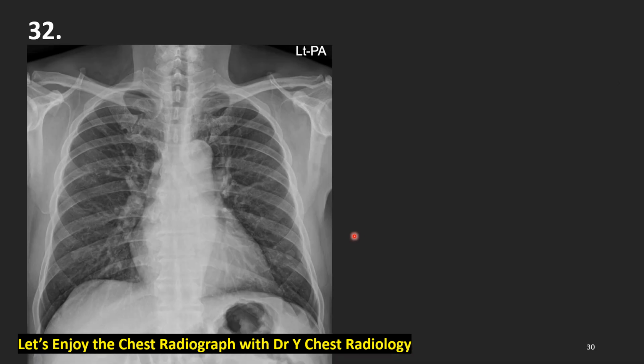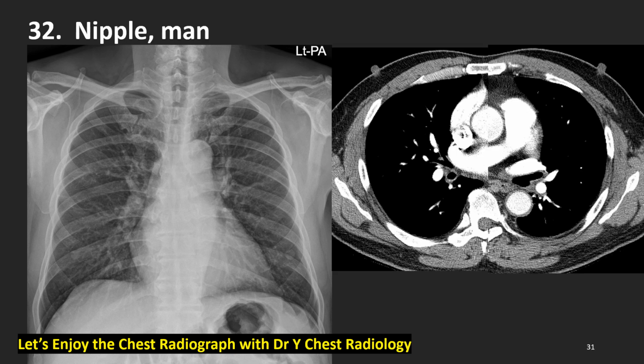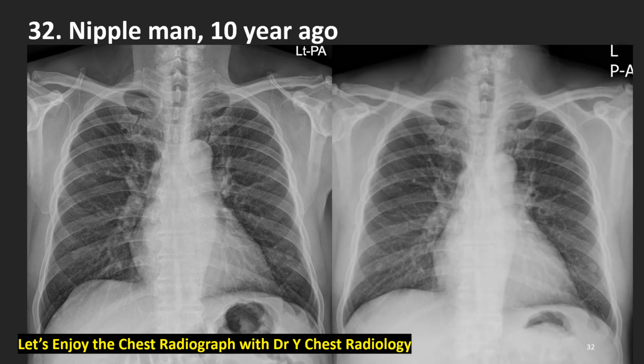Sometimes we meet the same nodular densities in both lower lung fields in the man, not only in the woman. What are these? Yes, you are correct. These are both men's nipples. We sometimes meet these nodular densities even in the man. His 10-year-old film also shows two nodular densities in both lower lung fields. Both are nipples.